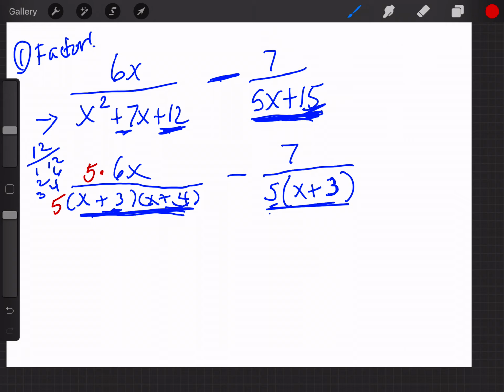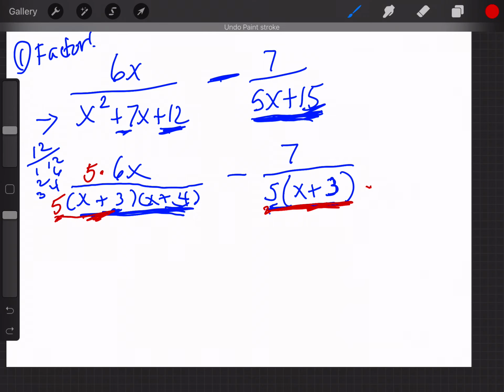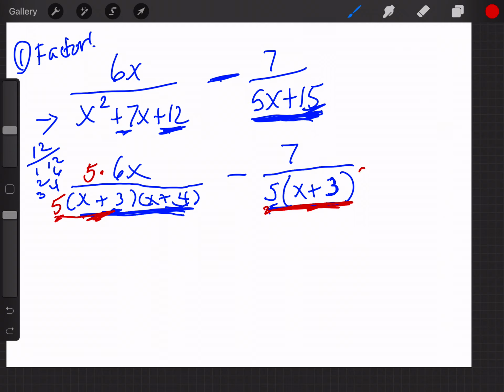Now if I come over here to this second fraction, what is this one missing that the first one has? You see that we have 5 and x plus 3. So this one here needs the x plus 4. Whatever I put on the bottom, where else do you put it? Correct, on the top. So there we go.